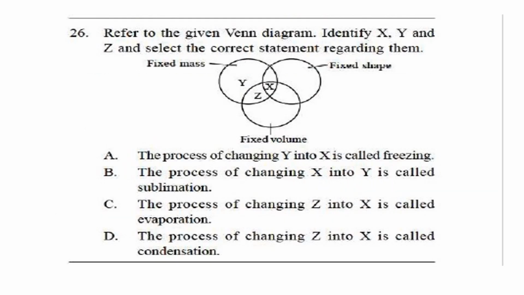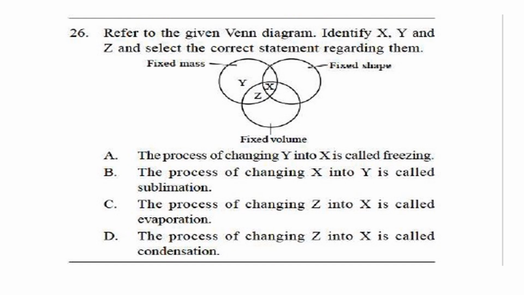Question number 26. Refer to the given Venn diagram, identify X, Y and Z and select the correct statement regarding them. Y has fixed mass, X has fixed shape, fixed mass and fixed volume, and Z has fixed mass and fixed volume. That means X is a solid, Z is a liquid and Y is a gas.